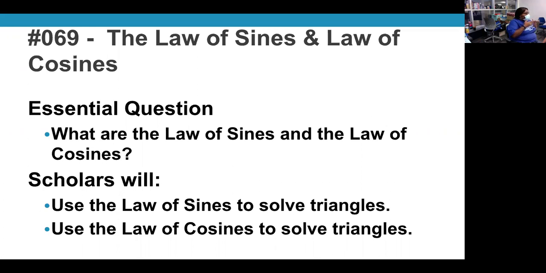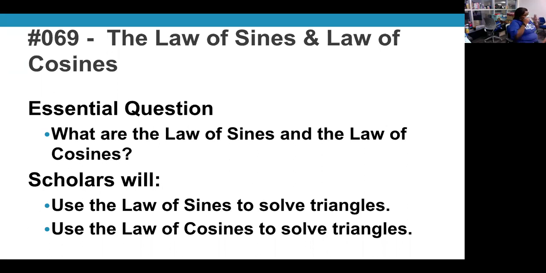So prior to today, when we talked about sine and cosine, we talked about them with respect to right triangles only, right? But I can use the law of sines and the law of cosines to solve any triangle. And when I say solve a triangle, I'm saying that I can find the length of all the sides and the measure of all the angles by using the law of sines and law of cosines.